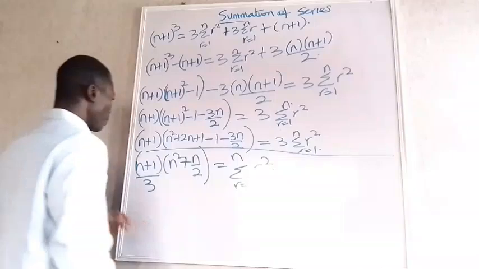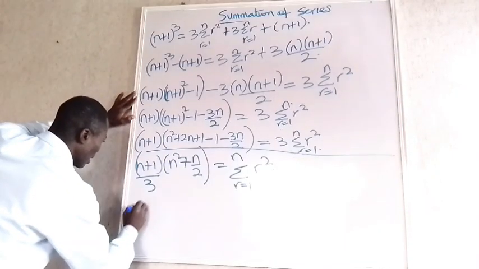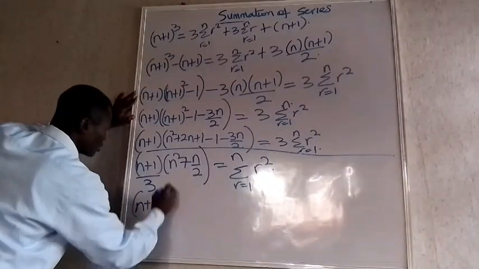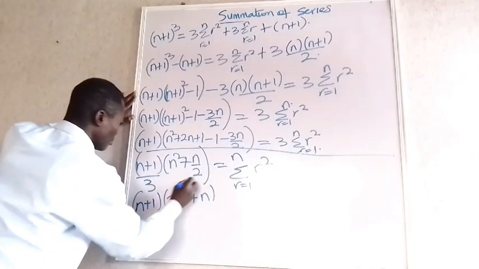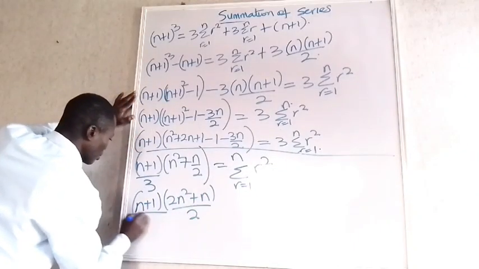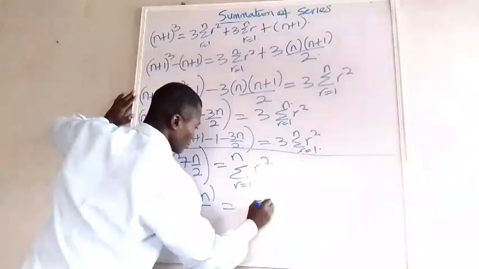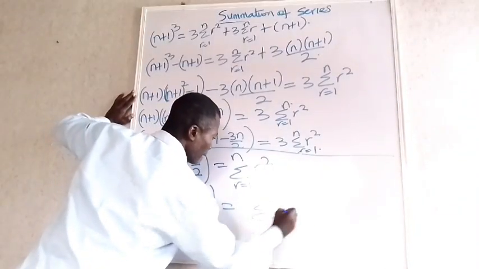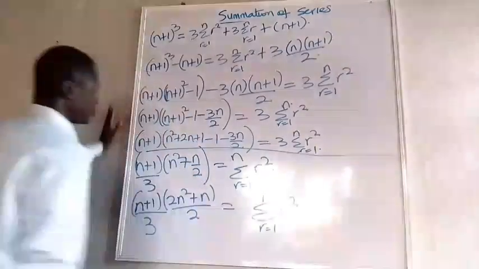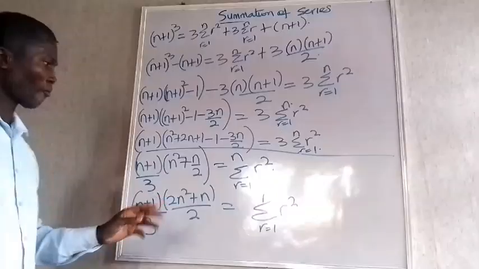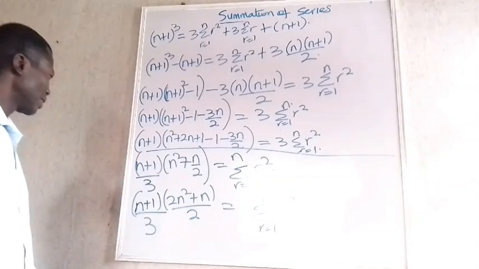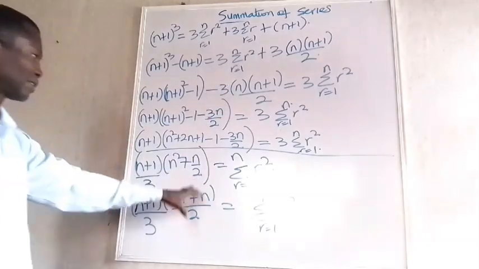So to make it, I can now say n plus 1 into 2n squared plus n over 2. This one is over 3. Is equal to. So you can see, I can still factorize this further. So note this answer here. Please follow the steps. Very easy.